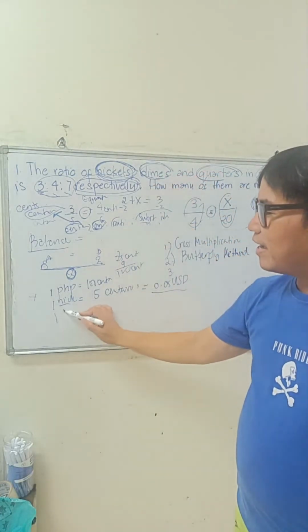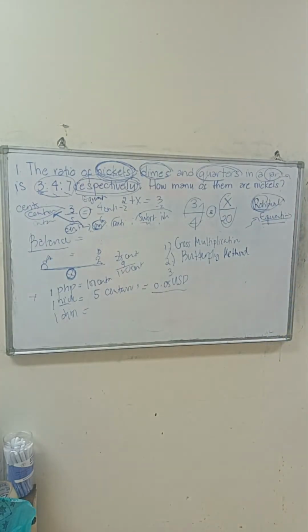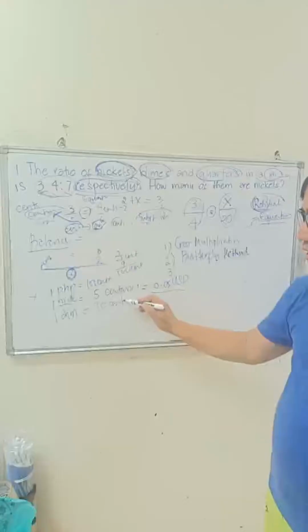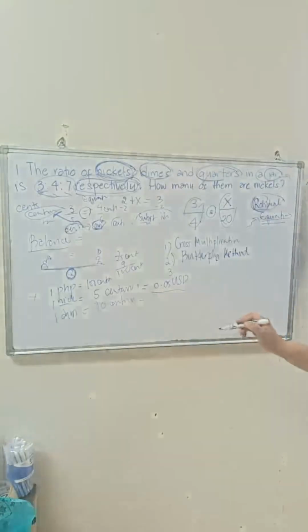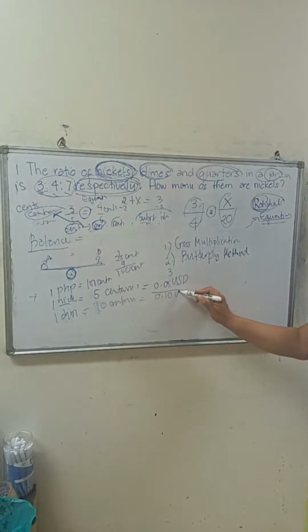Okay, one dime, how many centavos? You get the point? Okay, this is 10 centavos in America. So, how much in US dollars? This is 0.10 US dollars. Okay? Maybe in the board exam, they will ask: calculate the US dollars of one dime. Because you don't understand what a dime is, you lack familiarity.